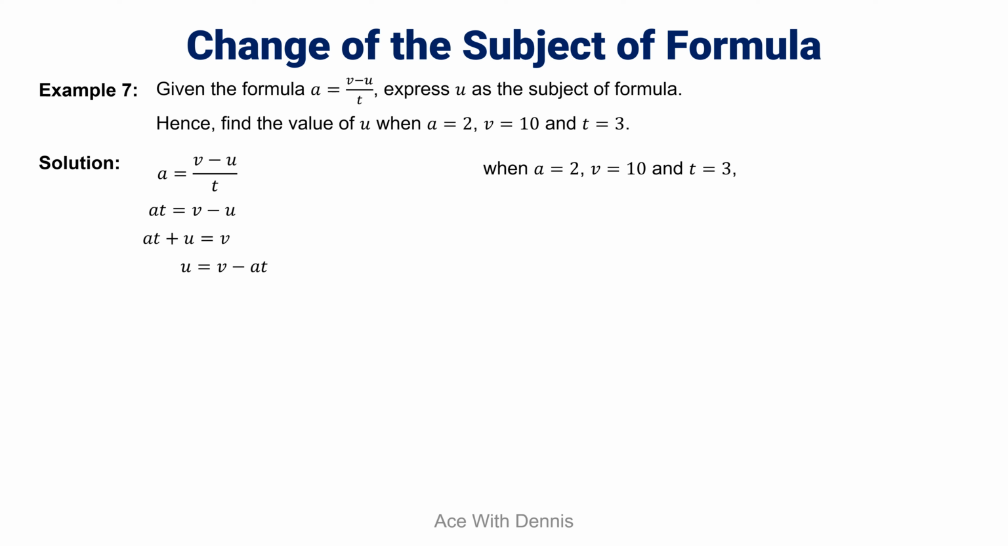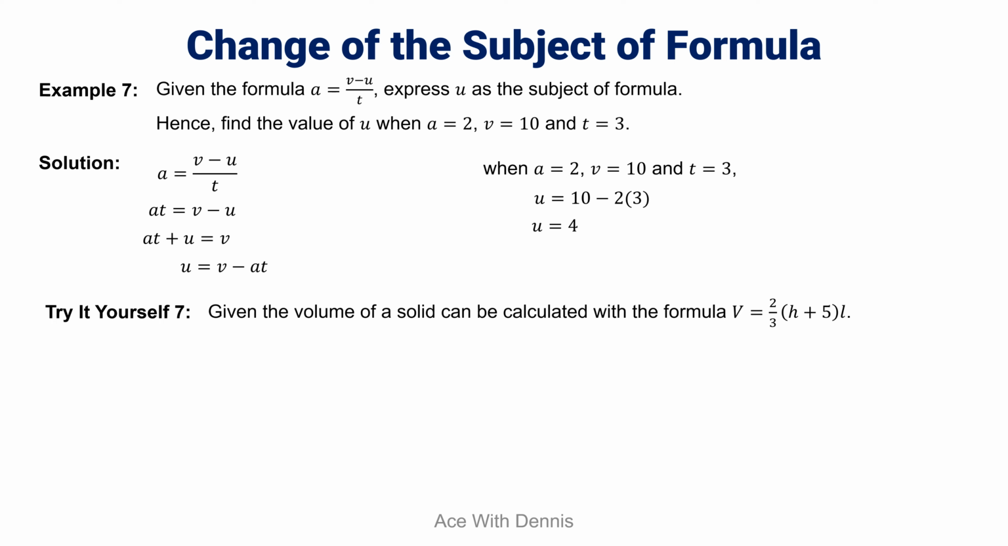Next, when a equals 2, v equals 10, and t equals 3, we just need to substitute all these values into the equation. So u equals now 10 minus 2 times 3. And the value will be 4. Alright, now you can try this example yourself.